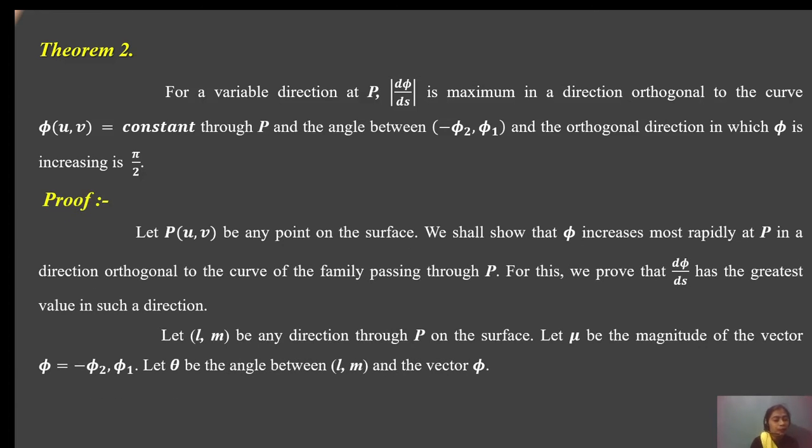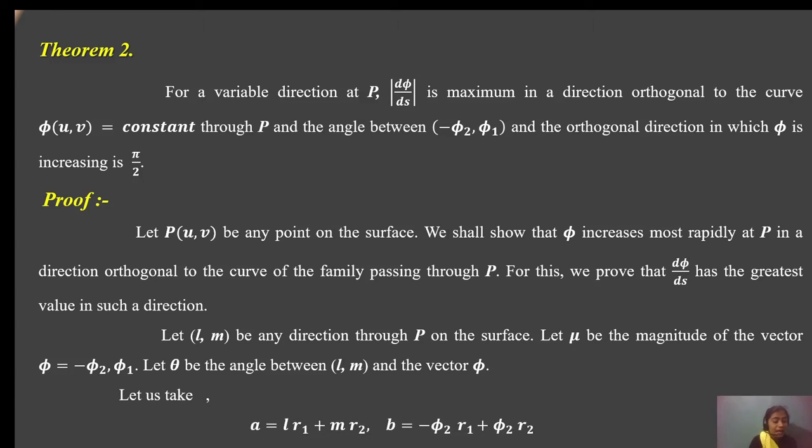Let P(u,v) be any point on a surface. We have shown that phi increases most rapidly at a point P in the direction orthogonal to the curve passing through the point P. Prove that d phi has the greatest value in such a direction. Let L, M be any direction through the point P on the surface. Let mu be the magnitude of the vector phi equals minus phi 2 upon phi 1. Let theta be the angle between L and M. Okay, all these conditions will be considered.